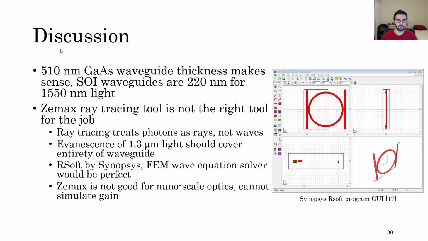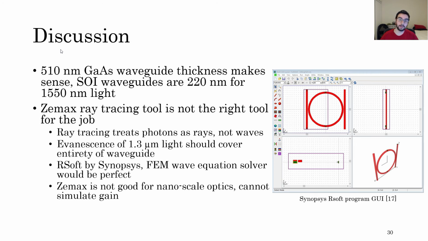Zemax ray tracing is just not the right tool for the job, I realized. So ray tracing photons actually treats them as rays, not waves, which I should have figured. The evanescence of the 1.3 micron light should cover the entirety of the waveguide, not stay in their respective beams.